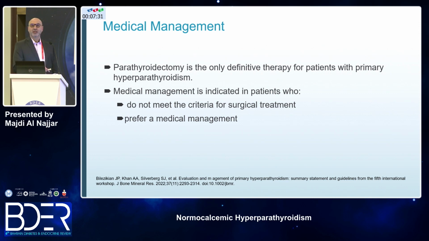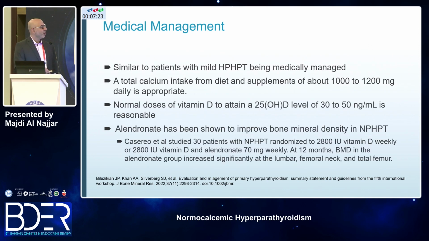If the patient does not want surgery, or is not a candidate for surgery, then medical treatment is an option for these patients. What we usually advise them is to have some calcium supplement between 1 to 1.2 grams daily and to normalize their vitamin D, to keep it in the normal range. For example, Cicero did a study where he gave the patients alendronate. What they found was that BMD improved significantly after 1 year. So one of the treatment options, especially if the patient has osteoporosis, is to give them a bisphosphonate.